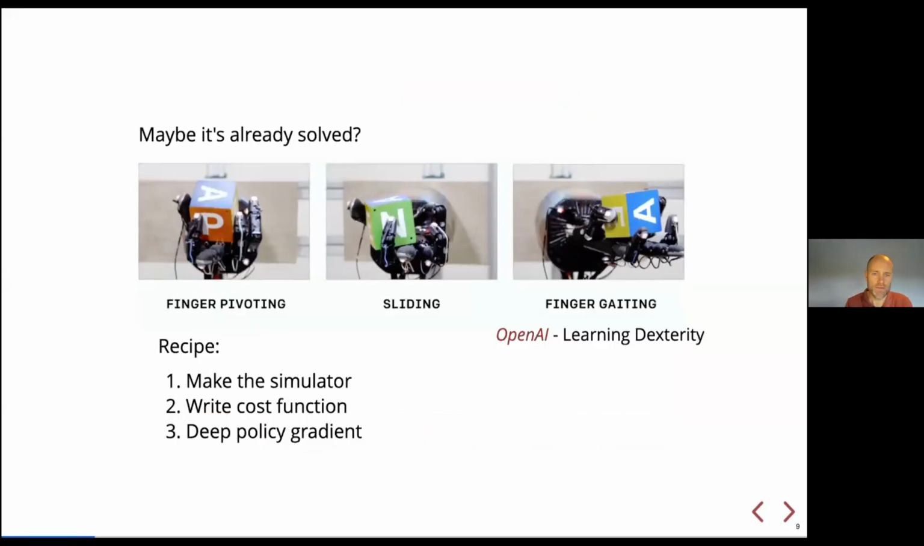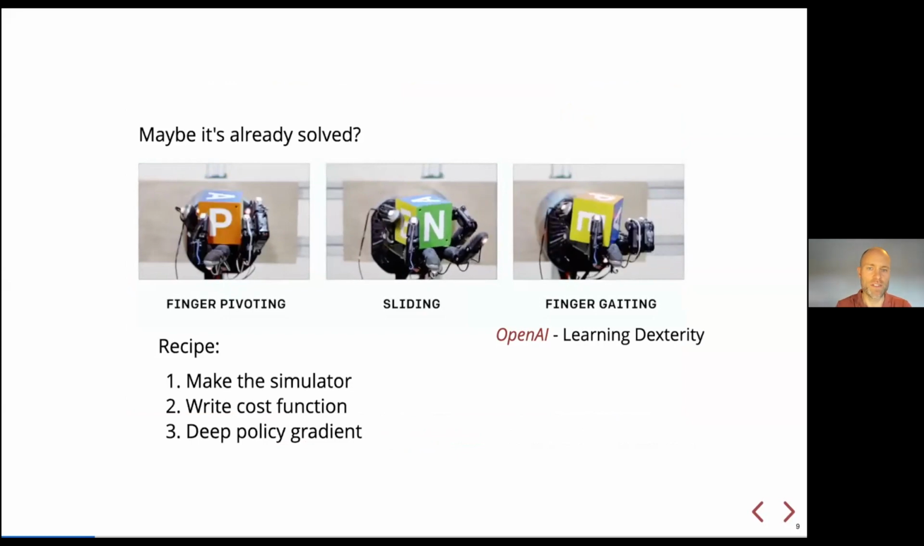You might say, okay, I agree that's useful, but it's already solved. We've seen the OpenAI hand turning a cube. And I actually think that's an awesome project, and it's a nice existence proof, but it's still a pretty hard recipe if you want to follow that recipe, right? Making that simulator was no simple task. We'll talk more about this through the talk, but even writing a cost function for some of the complicated manipulation things we're talking about is no easy task. And although we've seen incredible success, the efficiency is rough in deep policy gradient, and I think our rigorous understanding of when it works and when it doesn't work still needs to be developed.